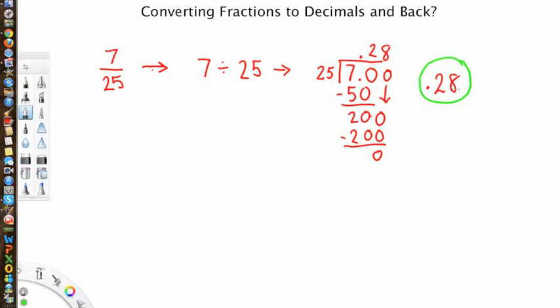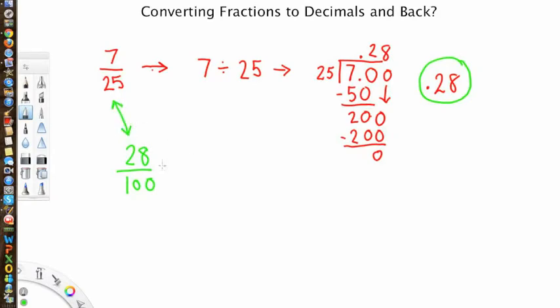Did I say a decimal or did I say a fraction? You know, I said both, didn't I? This is 28 hundredths. That's how you read that decimal properly. But I also just said 28 hundredths, or 28 over 100. Now you might say, well, how are these two the same?